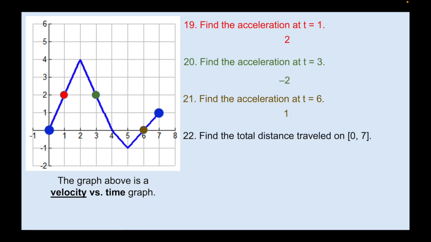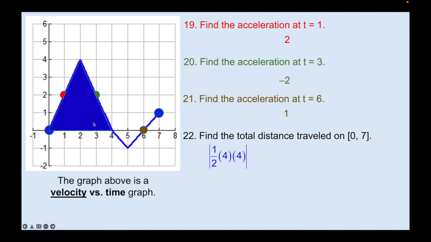Now for 22, it says to find the total distance traveled from 0 to 7. So again, we're looking at a velocity graph, and we're trying to find the total distance, which is like a position. It says from 0 to 7, so I'm going to start here at 0 and end here at 7, and that's when I'm going to actually want to calculate the area under the curve. So my first area is going to be 1/2, the base is 4, the height is 4. My next area is another triangle, so again, that's going to be underneath, and this is talking about total distance, so it's absolute values this time.